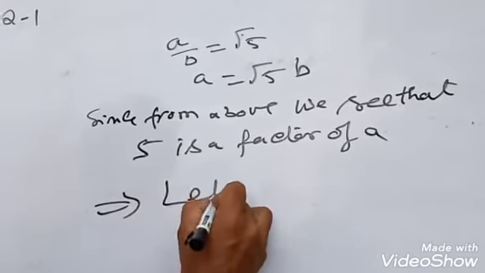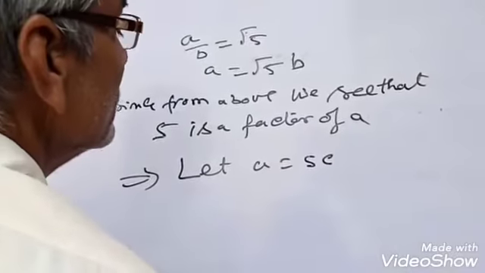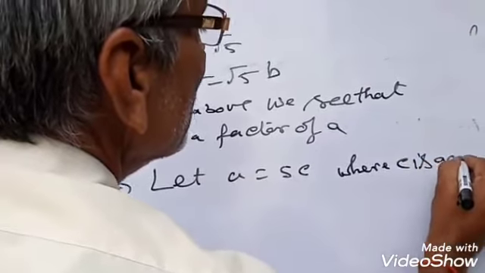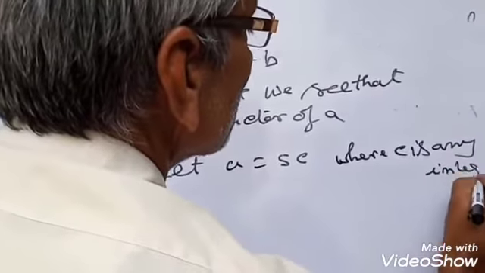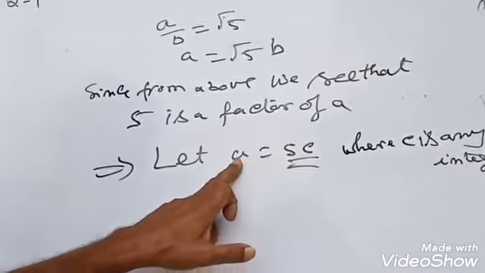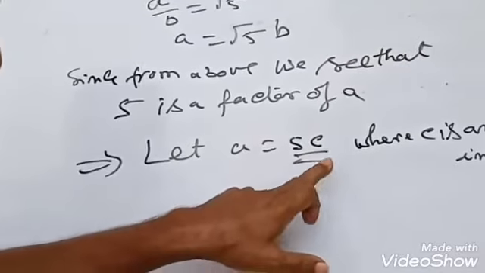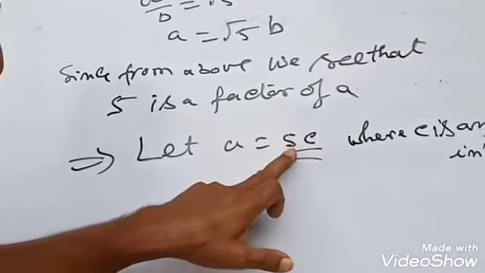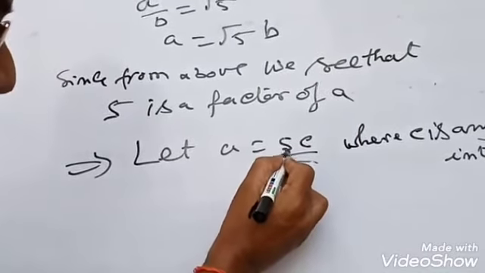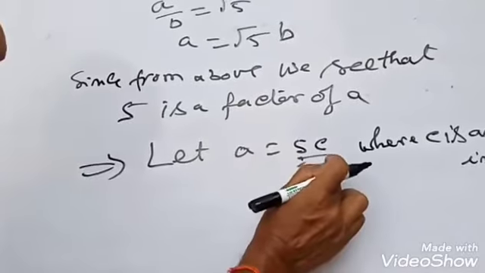This implies let a be equal to 5c, where c is any integer. When 5 is multiplied by some integer, it will give the value of a. So 5 is a factor. Let a is equal to 5c.